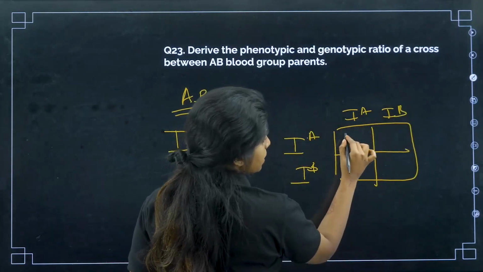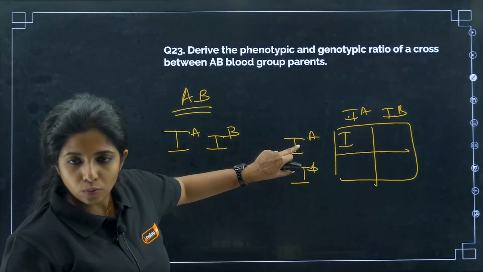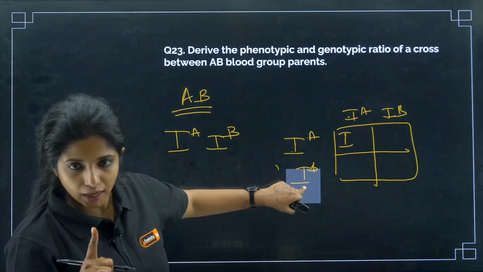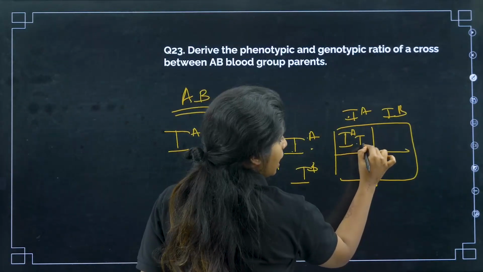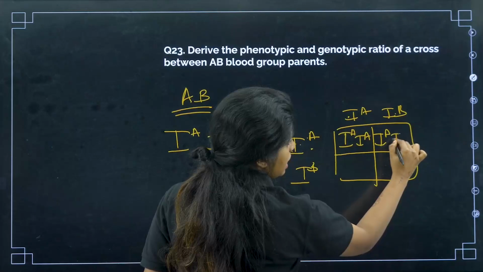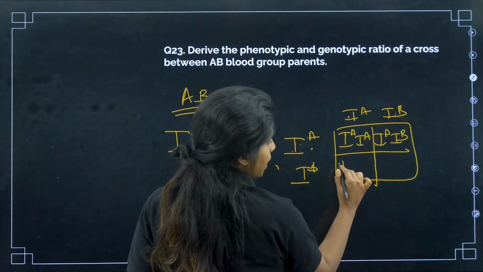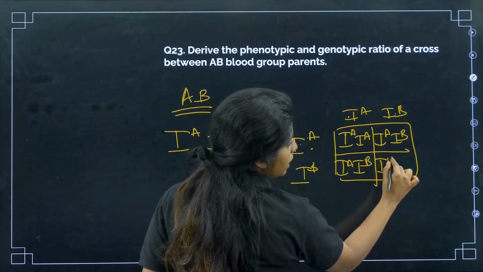If I cross this with this, if this gamete and this gamete come together, in a gamete only this allele or this allele can go. Either one can go, right? So suppose a gamete carrying this and this fused, I get IA, IA. If this and this fused, I get IA, IB. If this and this, again IA, IB. This and this, I get IB, IB.